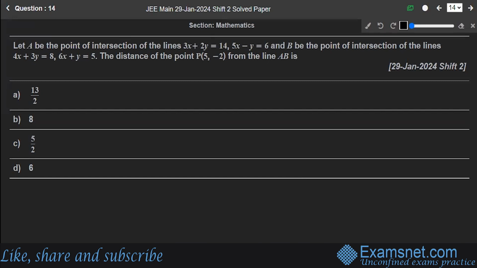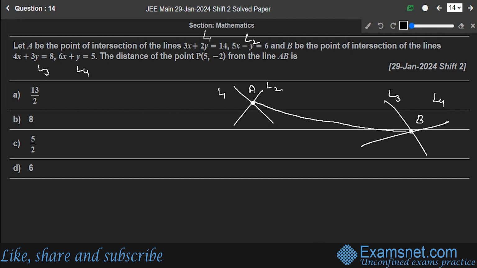So easy, right? Actually, very easy question. You're having these two lines. Let's say this is line L1, L2, L3, and L4. So these are the two lines L1 and L2. This is their point of intersection. Let's say this is point A, and these are another two lines. This is the point of their intersection. This is L3 and L4. This is B. This is your line AB.